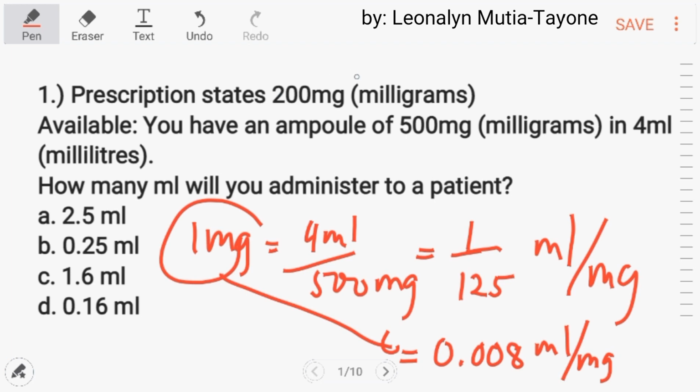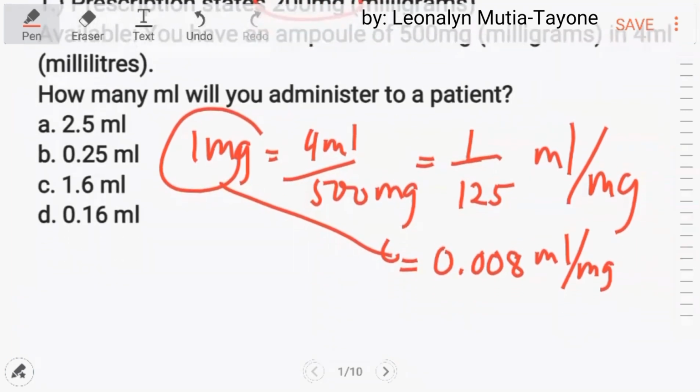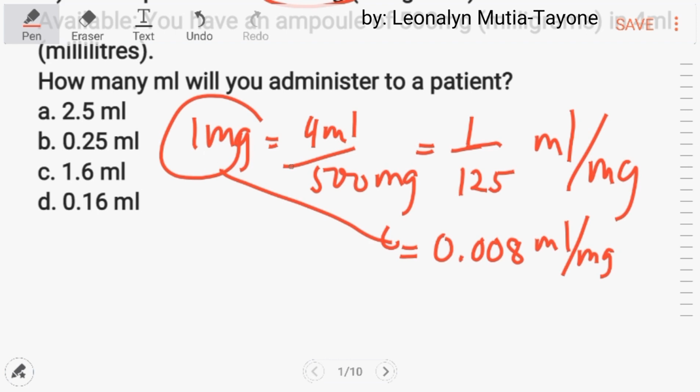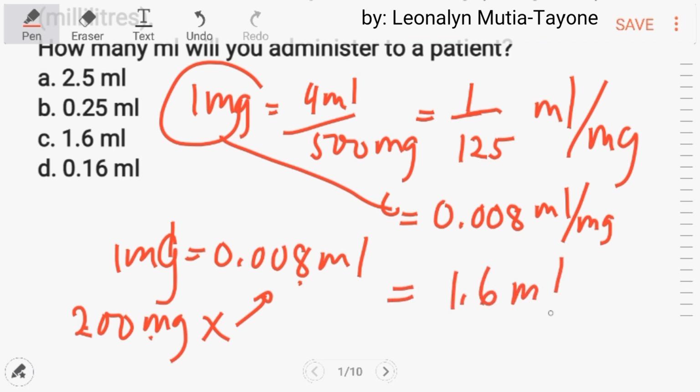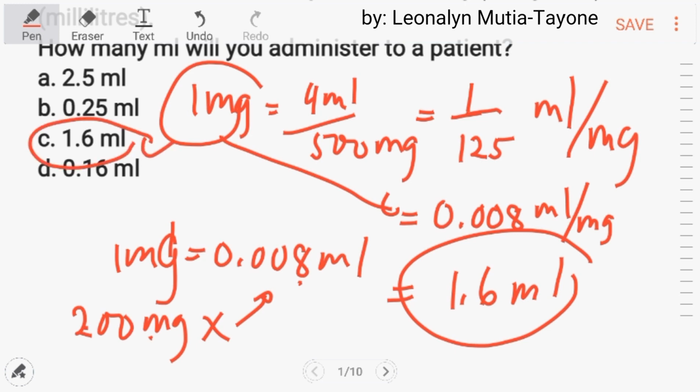The prescription states 200 milligram. We are going to administer 200 milligram. 1 milligram is equivalent, let me just rewrite it, equivalent to 0.008 ml. We are going to administer 200 milligram. That means just multiply this 200 milligram by 0.008, and the answer is 1.6 ml. So the answer is letter C.